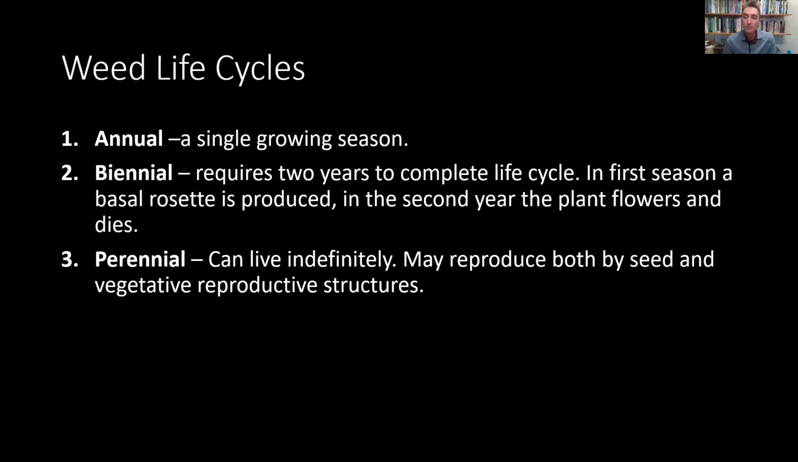Perennials may reproduce both by seed and vegetative reproductive structures, meaning if a branch breaks and falls off some other place, it can develop roots in that other place. So you would have vegetative reproduction, or you can also have viable seeds that are from perennial plants. All 3 of these life cycles will give you additional clues on how to manage weeds in the landscape.